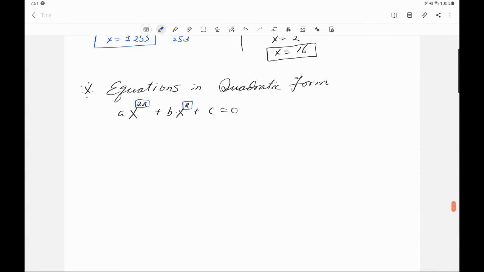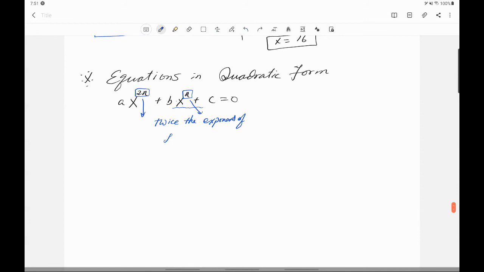So as long as 2n, the first one, is twice the exponent of this term, then we can let x to the nth power be some kind of u. Then what? Then u squared will be, u squared means what?